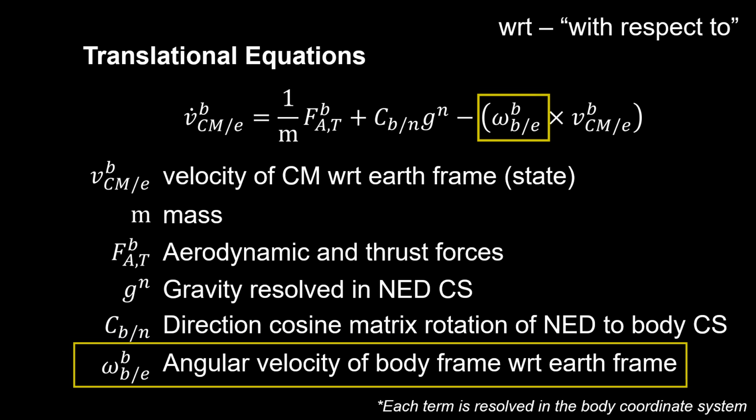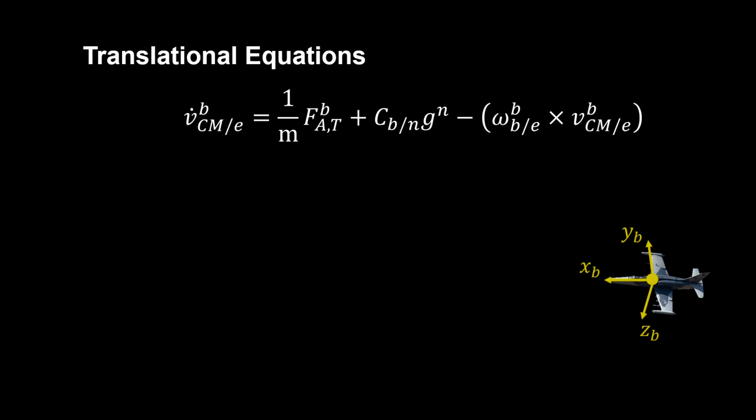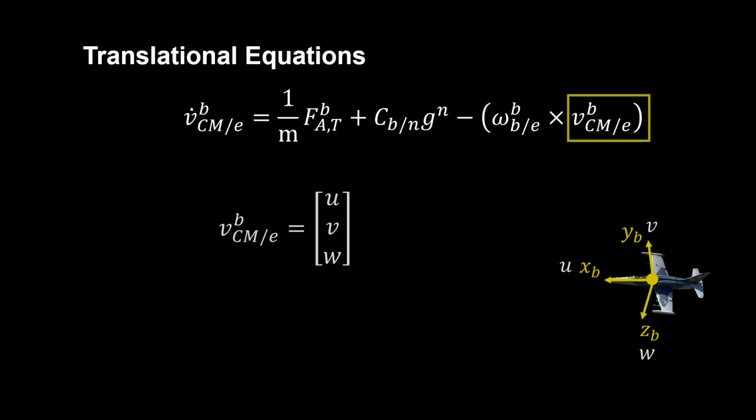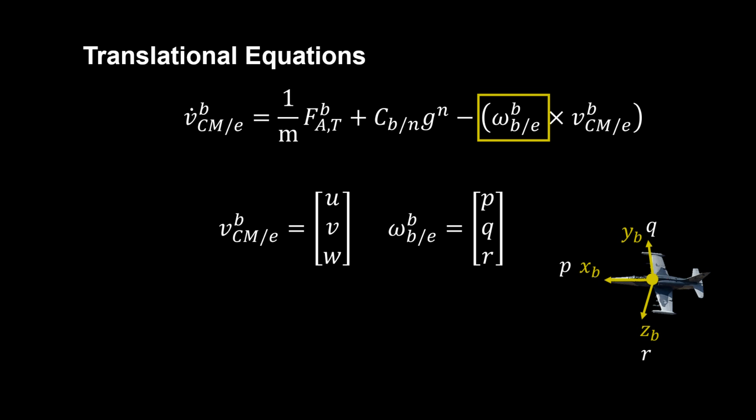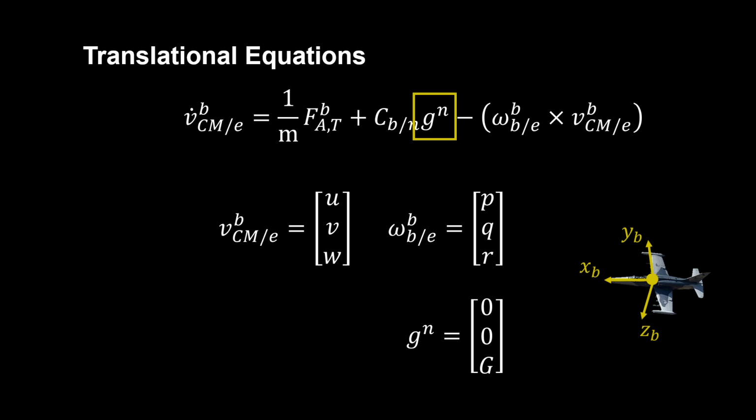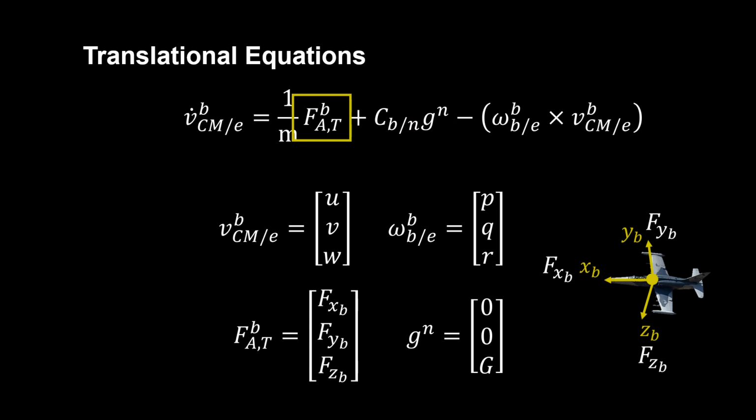You'll recognize the translational and angular velocity vectors from our nomenclature discussion. The state vector v has velocity components in the u, v, and w body coordinate directions. The angular velocity components p, q, and r are the roll, pitch, and yaw rates, respectively. Gravity is assumed to act normal to the Earth's surface, and therefore is parallel to the down direction in NED. And the external force vector is resolved into X, Y, Z components in the body coordinate system.